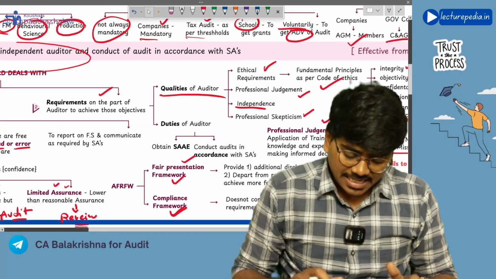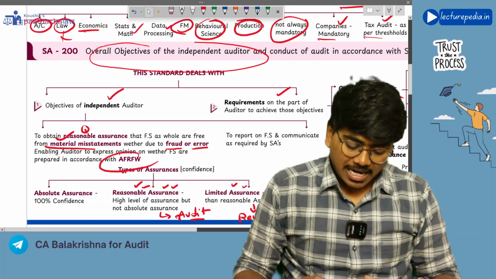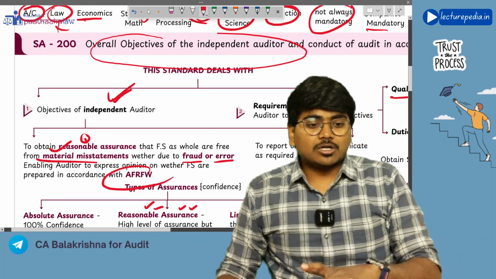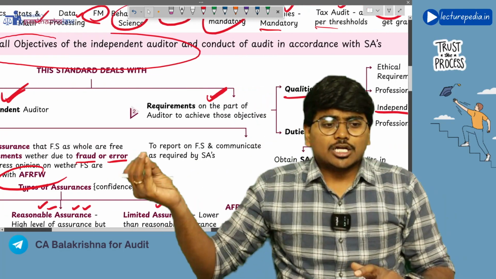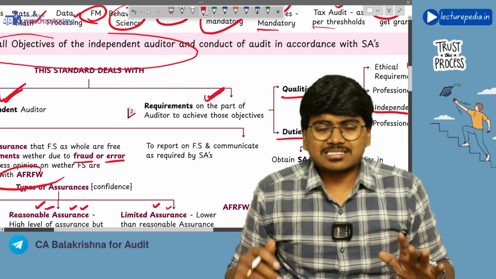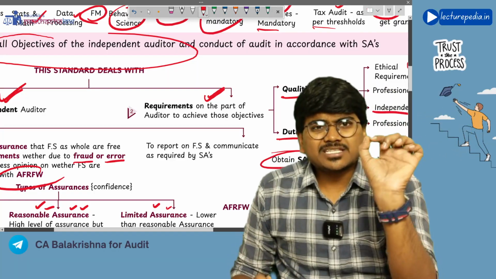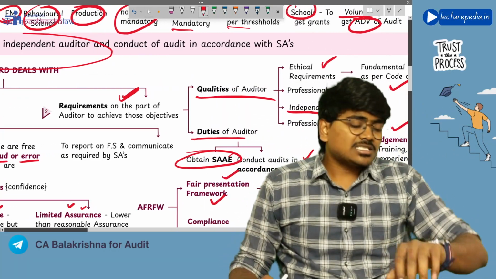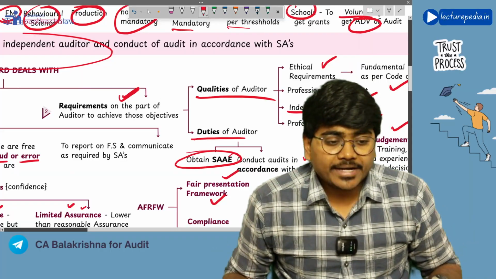So these are the things that will be dealt with by SA-200. What are they? Firstly, objectives of auditor. Next, requirements on the part of auditor. Another requirement is like duties that the auditor has to discharge. First duty is he needs to obtain sufficient appropriate audit evidence. Next, he needs to conduct the audit in accordance with standards on auditing.